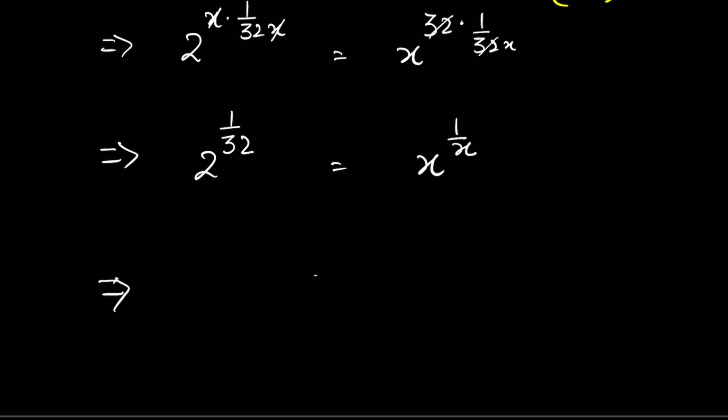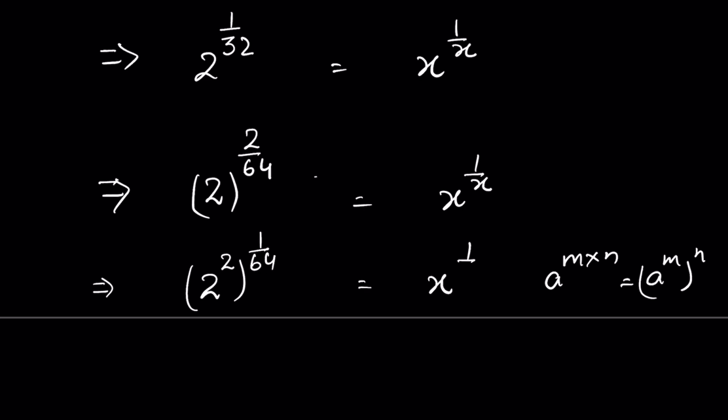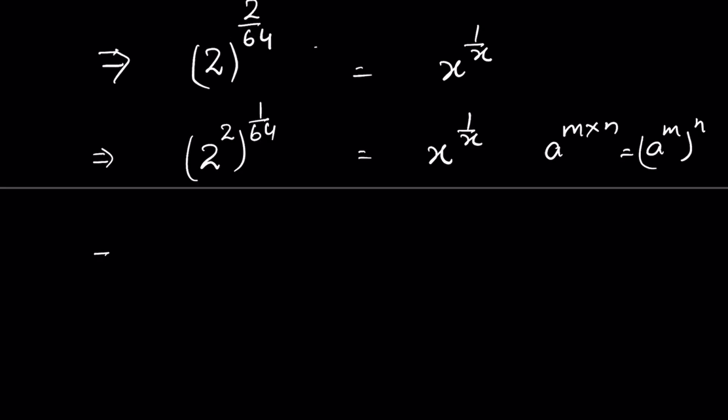So let's write 2 to the power 1 upon 32 as 2 to the power 2 upon 64, equal to x to the power 1 upon x. This we can also write as 2 to the power 2 times 1 upon 64. And when we have a to the power m times n, we can also write it as a to the power m, whole to the power n. So this we can write as 2 to the power 2 whole to the power 1 upon 64 is equal to x to the power 1 upon x. Now 2 to the power 2 is 4.